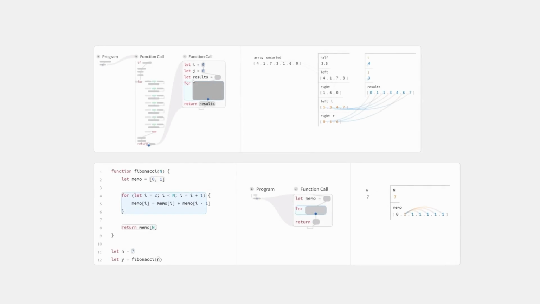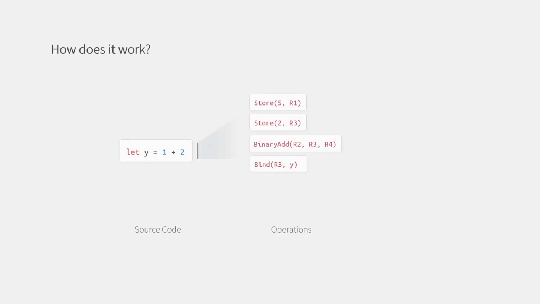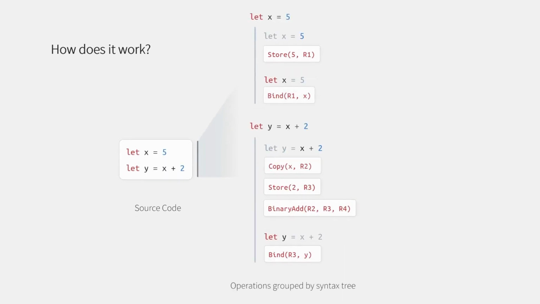I hope those two examples gave you some intuition for what CrossCode does. Let's take a look at how it works. The execution of code can be modeled as atomic steps. These can be things like storing temporary values in registers or binding a variable name in scope. In CrossCode, we group these sequences of atomic steps into aggregate steps based on the program's syntax tree.